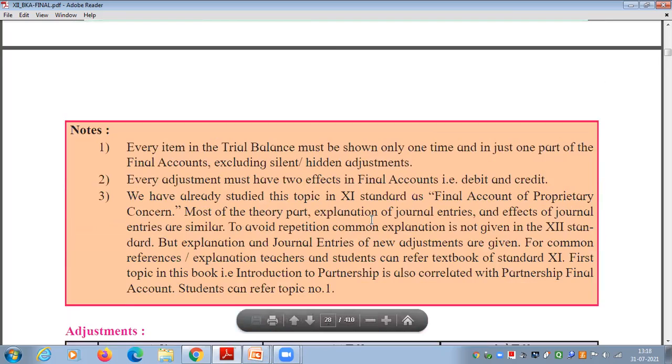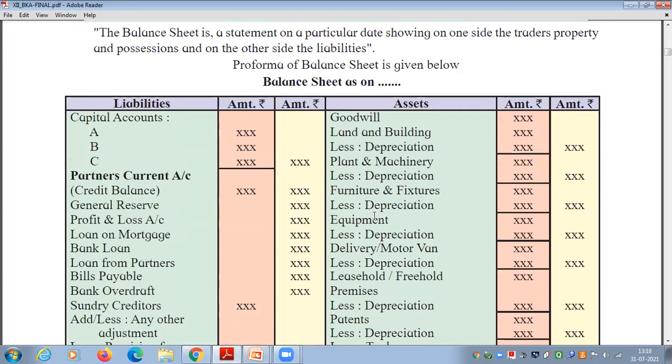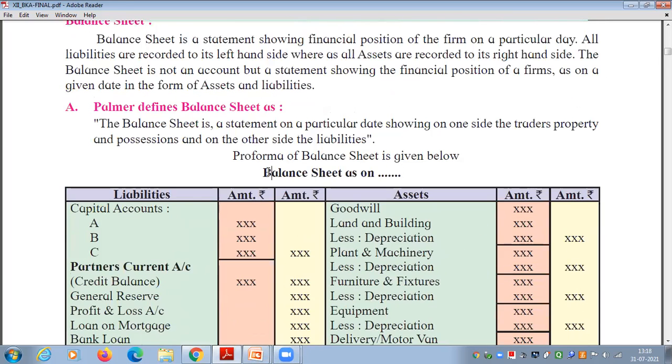Okay, we'll stop here. Just a simple description of the balance sheet is given here.